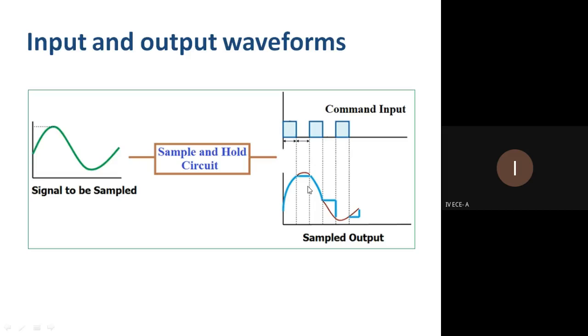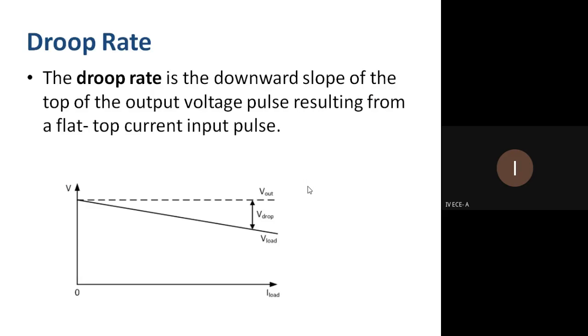Clear? Okay. Next one, droop rate. This is another important parameter in the sample and hold circuit. The droop rate is the downward slope of the top of the output voltage pulse, resulting from a flat-top current to input pulse.